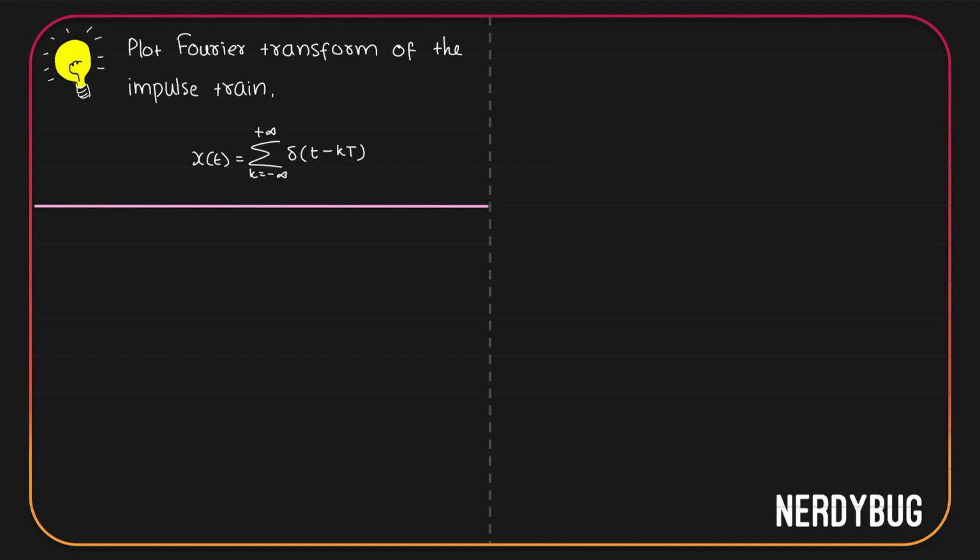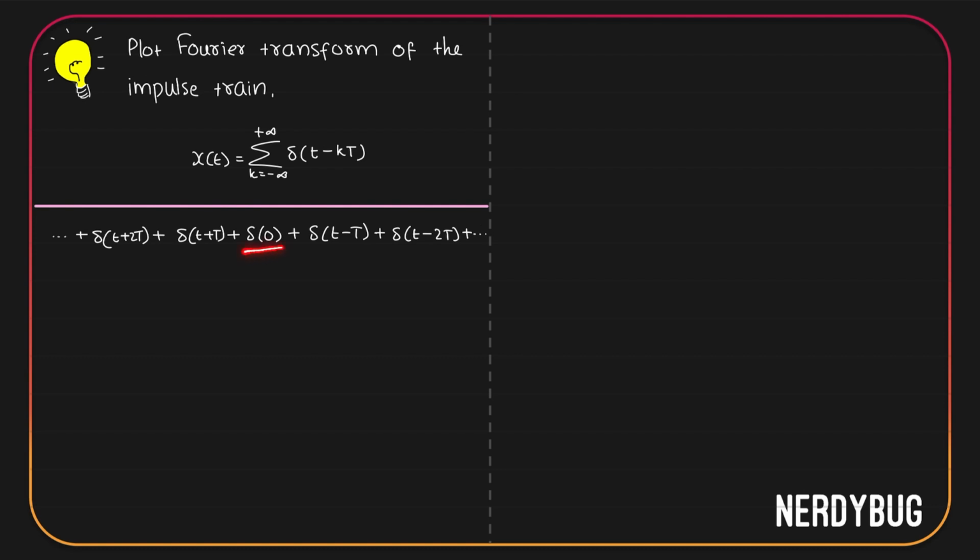If we give k equal to 0, we will get delta of t. If we give k equals 1, we get delta of t minus T. If we give k equals 2, we get delta of t minus 2T. On the other side, if we give k equals minus 1, we get delta of t plus T. If k is minus 2, we get delta of t plus 2T.